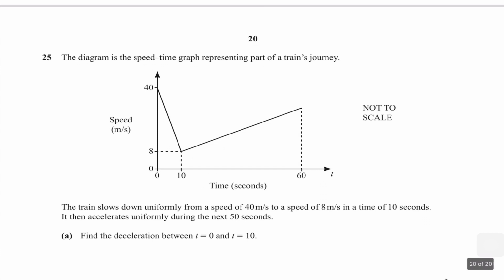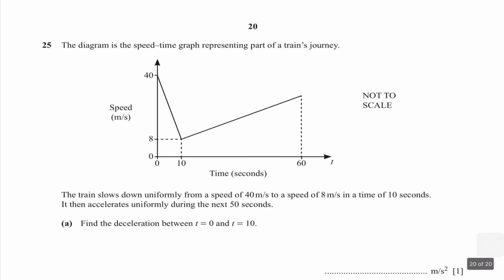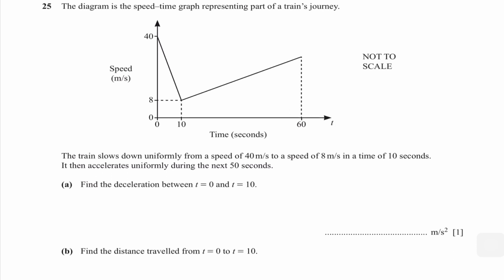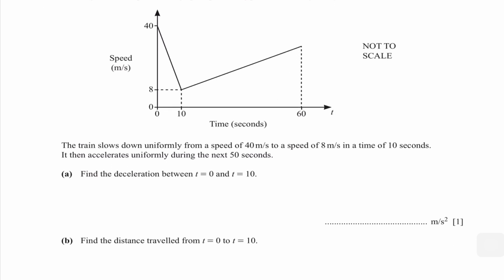Okay, now let's do question number 25. It says the diagram is the speed time graph representing part of a train's journey. Find the deceleration between t equals 0 and t equals 10. So deceleration basically means the change in speed divided by the change in time. The change in speed here is 40 minus 8, which is 32, and the change in time is 10. So this is going to give me 3.2, but I'm not going to put a negative sign because the question has already used the term deceleration.